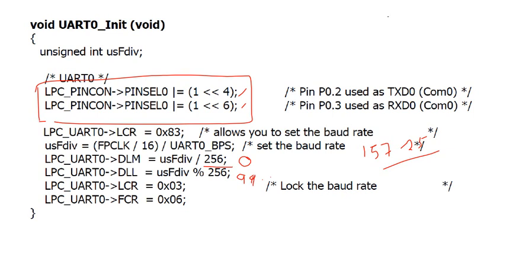But our baud rate is 9600, so we are expecting a DLL value of 96, but what we are getting is 99. So there is a 0.3% error in our transmitting, which we cannot avoid due to the clock frequency we have. Then again I am going to lock the baud rate. Then I am going to set the FCR register so that I send only the transmitting data; I am not going to take the receiving data. So this is the initial part of the UART.